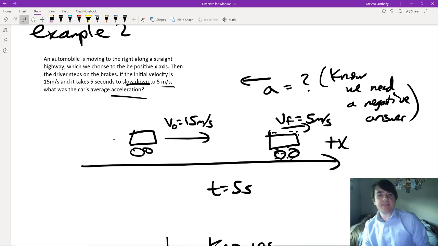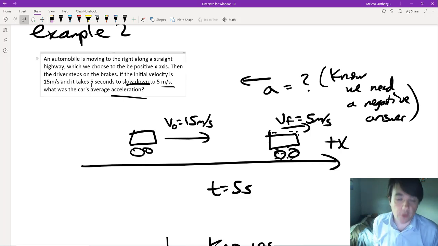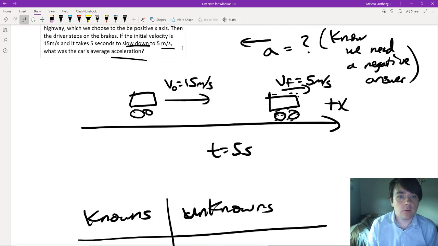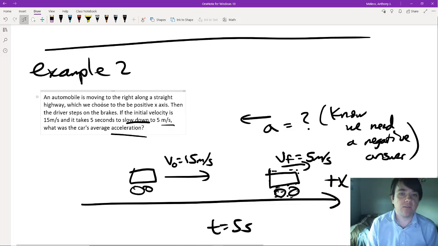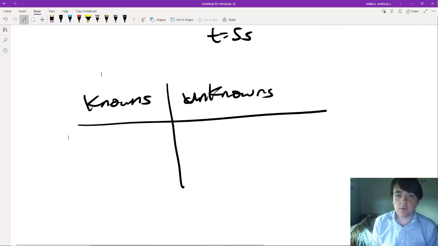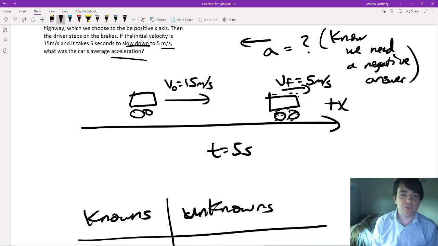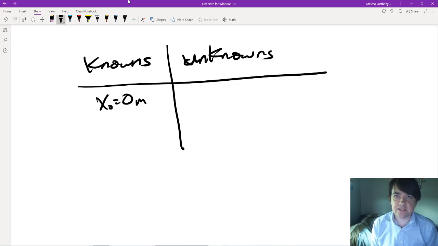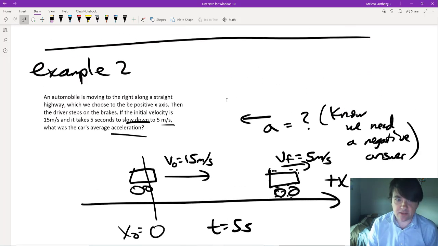So, x initial. Do we know our initial position? No. Do we know final position? No. Nowhere does it tell us that. What we can say is we can define where the cart is initially to be its initial position. So we could just define this as 0 and say x initial equals 0. So let's go ahead and do that, just in case that will be helpful to us. But it doesn't really tell us anything about position. X final, we of course have no idea about. There's no information, and we can't define anything for that.